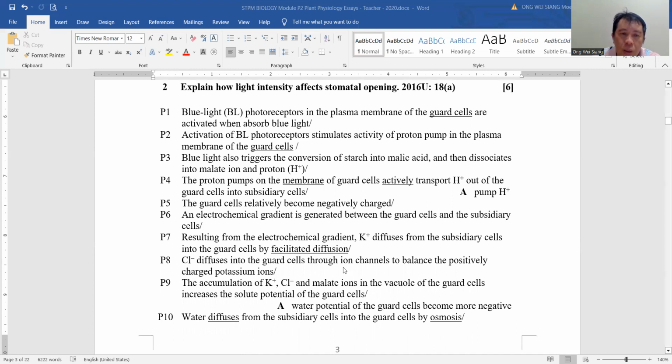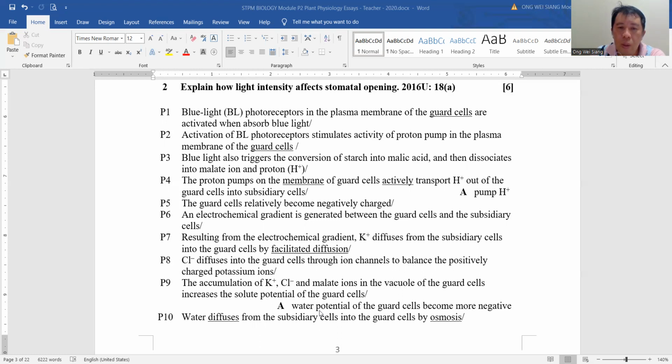Then the chloride ions diffuse into the guard cells through ion channels to balance the positively charged potassium ions. When potassium ions diffuse into the guard cell from subsidiary cells, this will normally be followed by the chloride ions. Then the accumulation of potassium ions, chloride ions, and the malate ions in the vacuole of the guard cells will increase the solute potential of the guard cell.